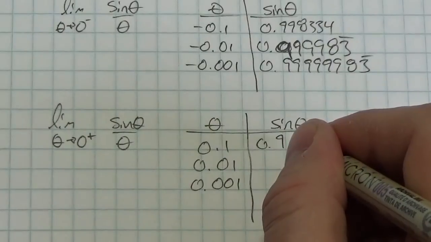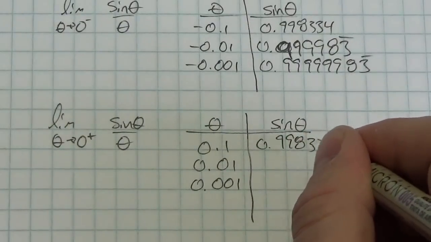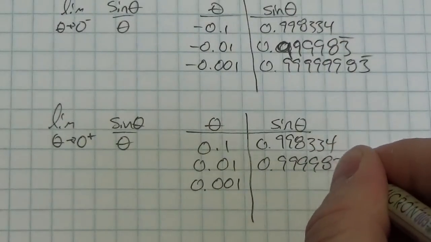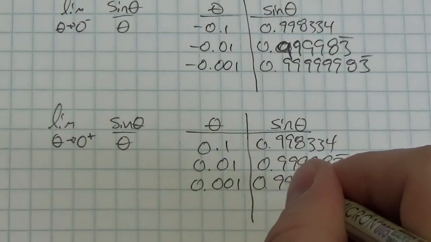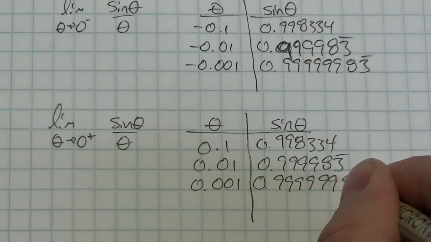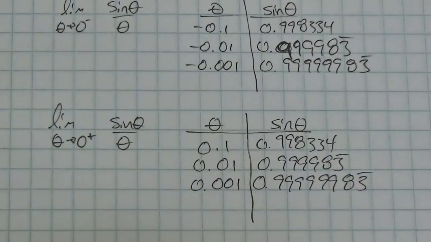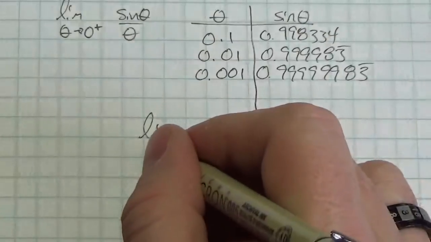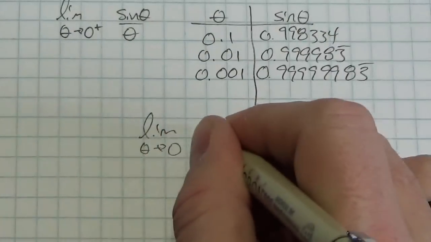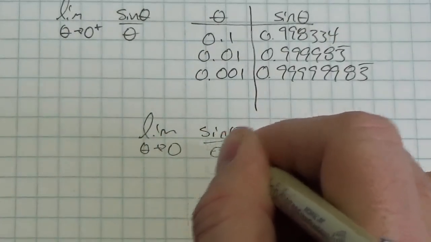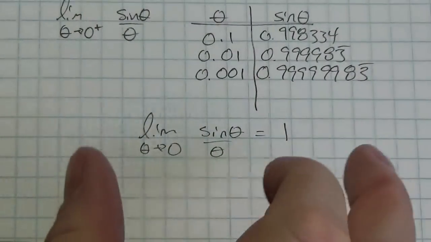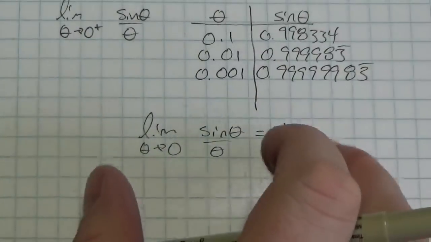This is 0.998334. This is 0.99998, and I believe it's 3 repeating. 0.9999983 repeating. Okay, and so I hope you can see that these are both approaching the same value, and that value is 1. That's the value of that particular limit right here.